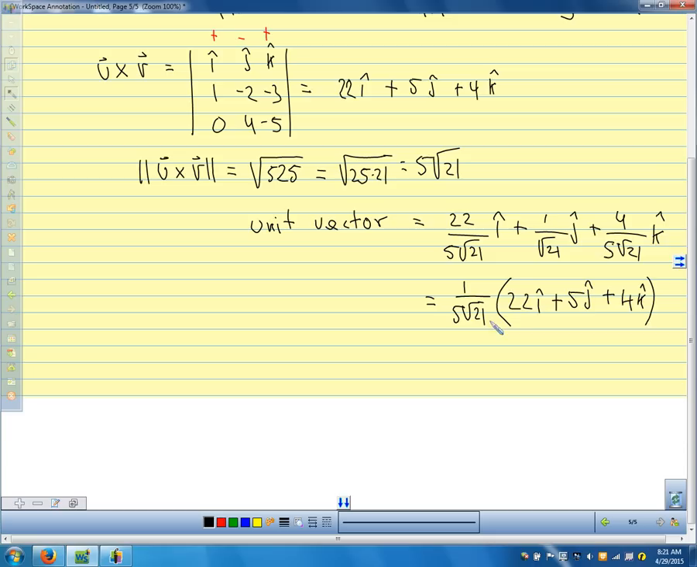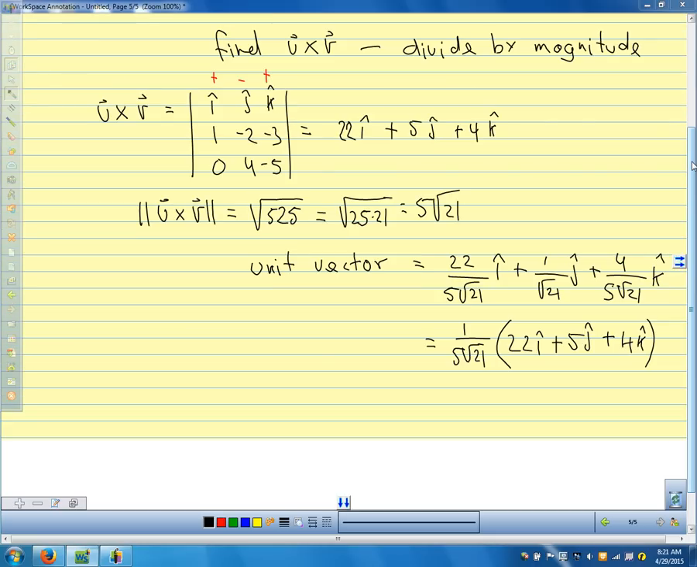All right, questions there? Yes. If you put 22 i hat plus 5 j hat over 5 square root 21, so just write it like this and then put that in the denominator? Yeah, that would be fine. So three different ways you could write it. And you could also write this in component form with the angle brackets and not with the i hat, j hat, k hat. Doesn't really matter. They're all the same. They tell the same thing with different notation.